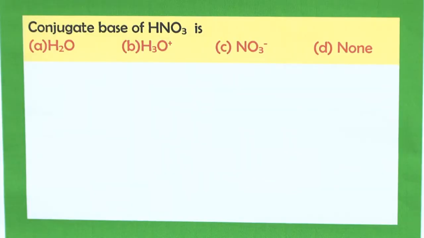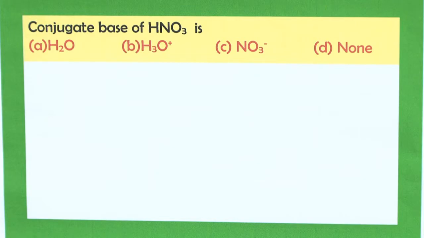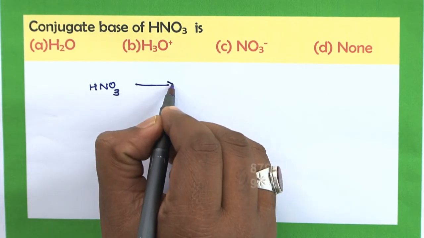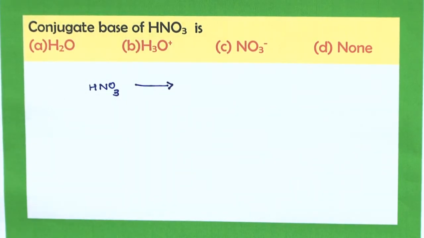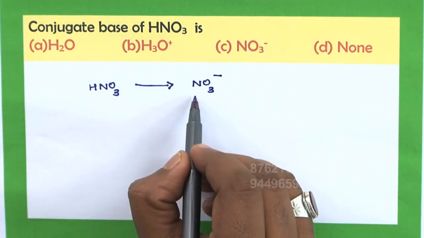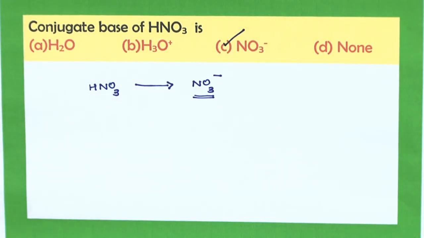Students, the conjugate base of HNO3 is: option A, H2O; option B, H3O plus; option C, NO3 minus; and option D, none. As discussed, conjugate acid and base are pairs of an acid and a base that differ by a proton. Conjugate acid can be obtained by adding a proton and conjugate base can be obtained by removing a proton. They have given us HNO3 and asked for the conjugate base. If you remove a proton, you get NO3 minus. Hence, NO3 minus is the conjugate base of HNO3. Therefore, option C is the right answer.